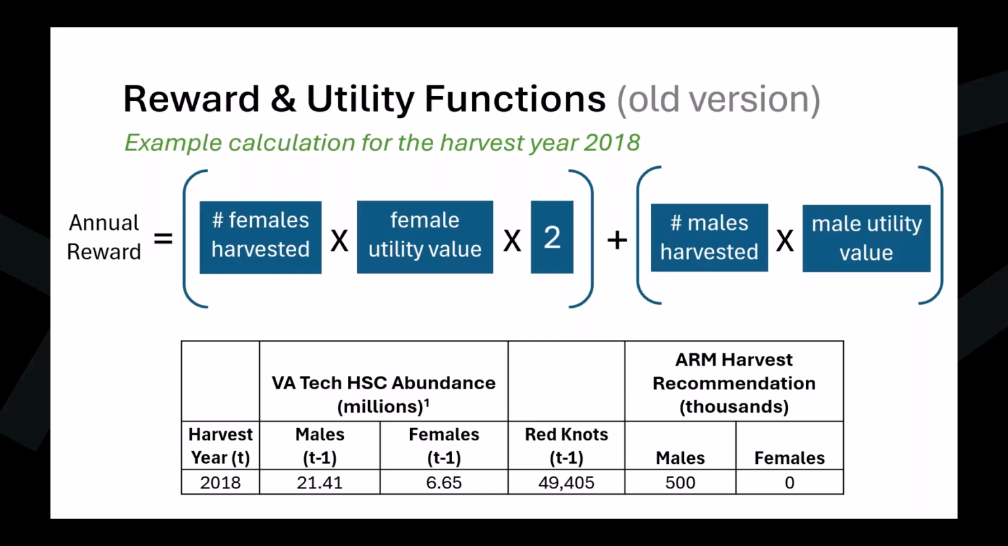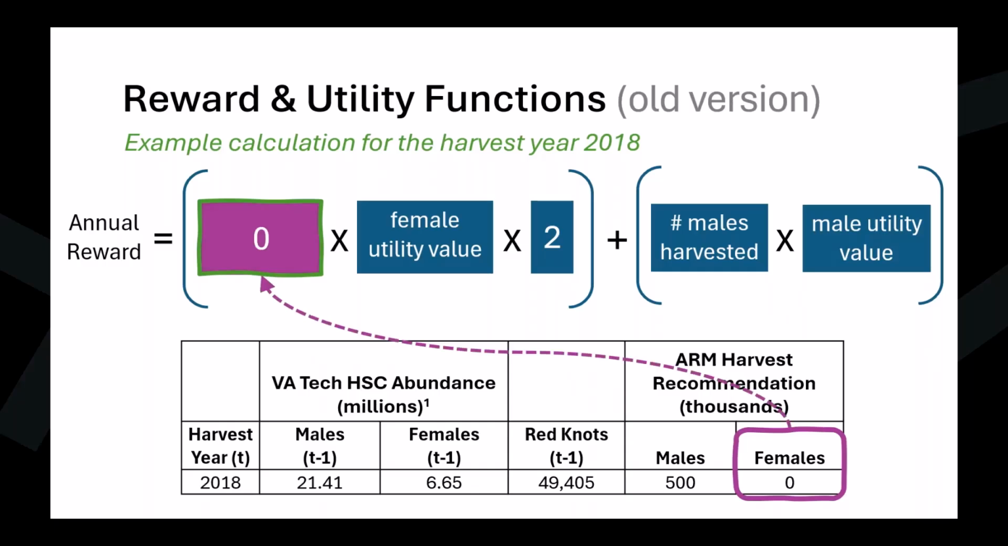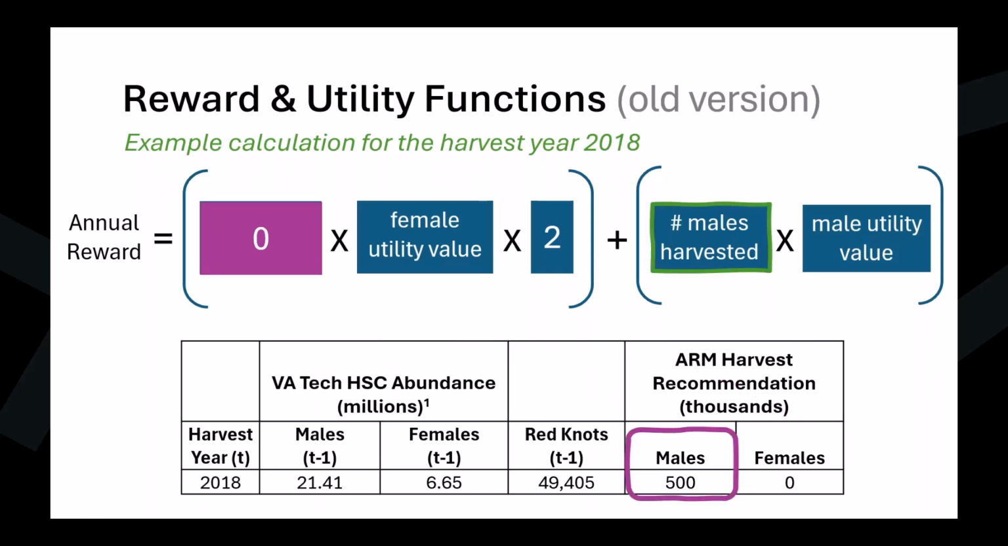So the table below shows the measured state of the system for both species and the actual harvest that was collected in that year. And I think it first highlights the harvest amounts. We see from the table on the bottom right that 0 females were harvested, so that we get a 0 in that slot. The male harvest was 500,000 males, and so that goes into that term in the equation.